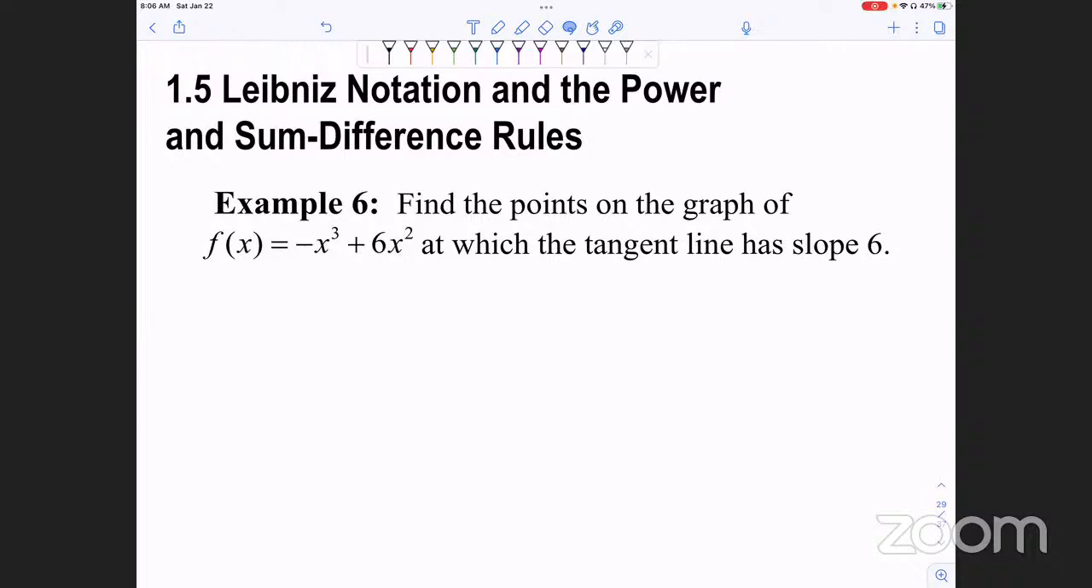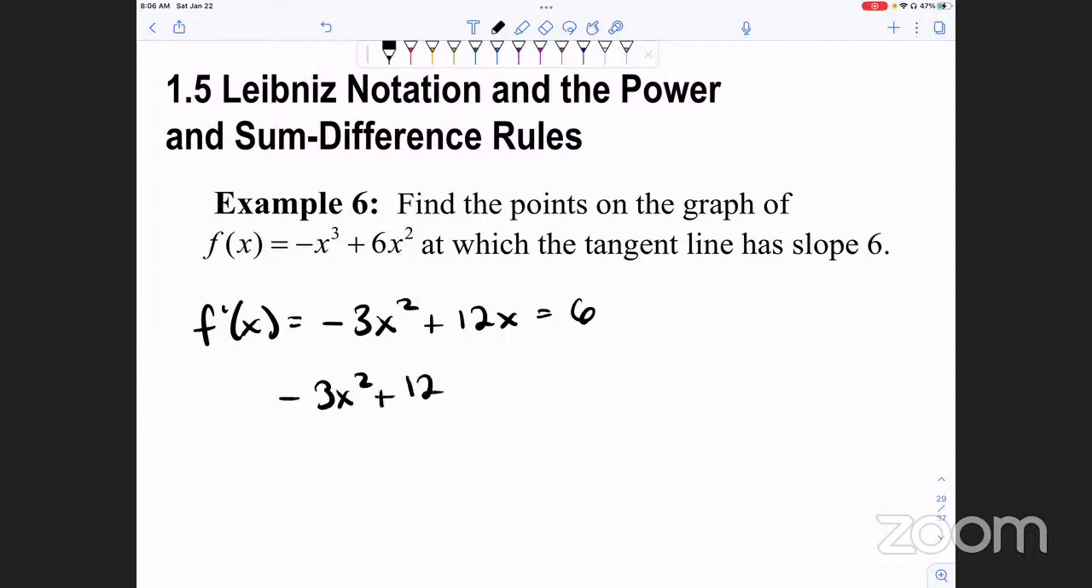Find the points on the graph of this function at which the tangent line has a slope of 6. In other words, if the tangent line has a slope of 6, that means we need to set the derivative equal to 6. So let's go ahead and find the derivative. Then f prime is going to be negative 3x squared, plus 6 times 2 is 12x, equals 6. So let's set it equal to 0. We subtract 6 on both sides, and we get negative 3x squared plus 12x minus 6 equals 0.